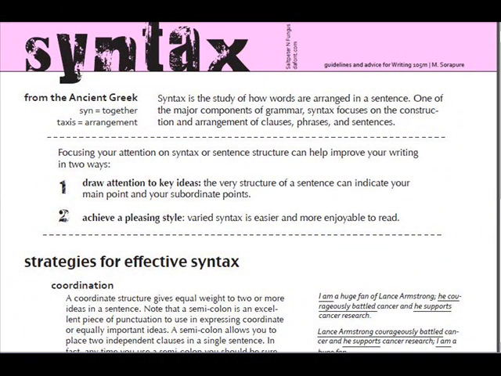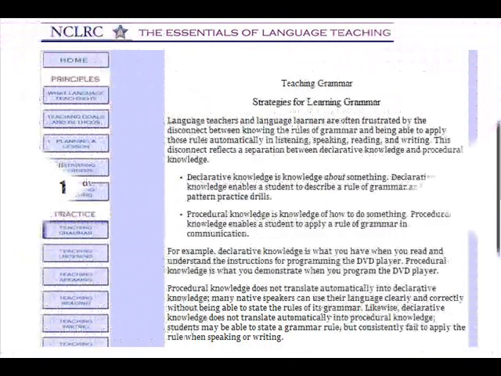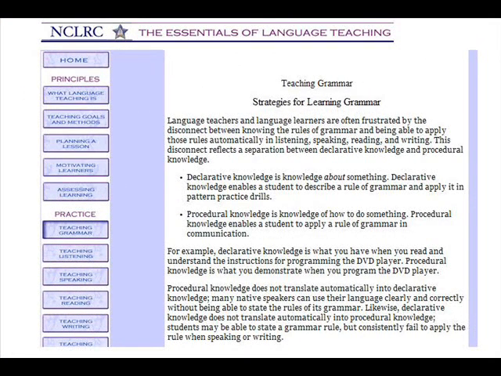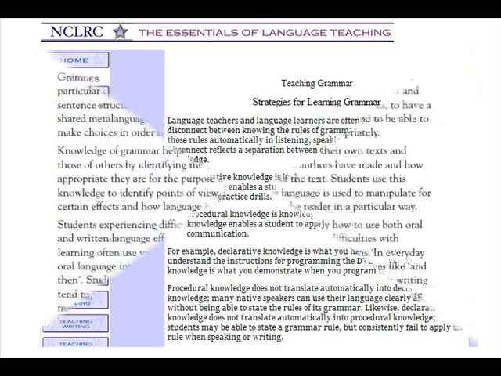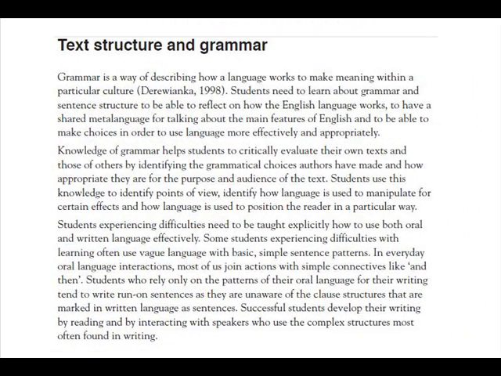The syntax subtopic links to several excellent sources as well. The lesson I consider exceptional is one that focuses upon the construction and arrangement of clauses, phrases, and sentences. Grammar is one of the most important things we can teach our students, as we have all been told. However, language teachers and language learners are often frustrated by the disconnect between knowing the rules of grammar and being able to apply those rules automatically in listening, speaking, reading, and writing. This link provides strategies that will help students make the connection between declarative knowledge and procedural knowledge.